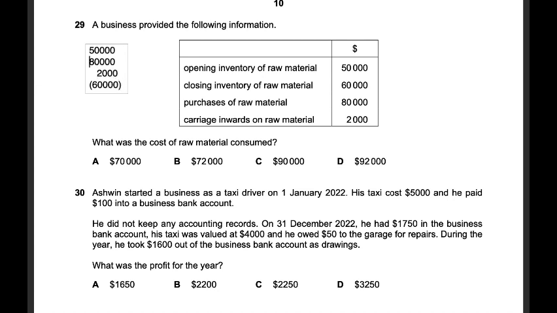So, in this scenario, we add all of this. 50 plus 80 is 130, so 132,000 minus 60,000 gives us 72,000, making option B our correct answer.